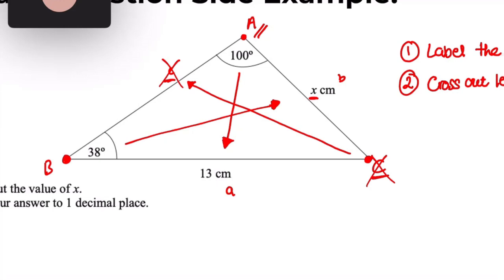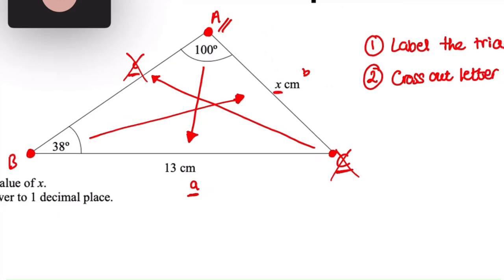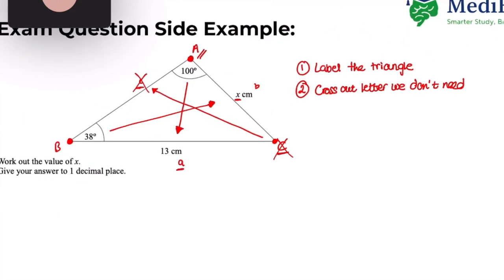It doesn't matter what letter you put on the different sides. Just make sure that the lowercase form of your letter is opposite to the capital form of it. Over here we had capital A, so the side opposite it will be lowercase a. The lowercase and capital letters have to be opposite to each other. So we cross out the letter we don't need, so we've crossed out C.